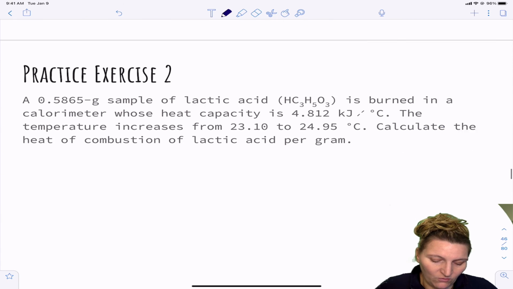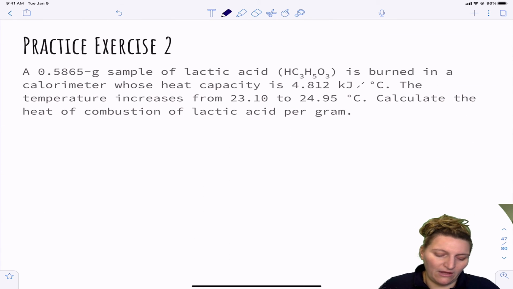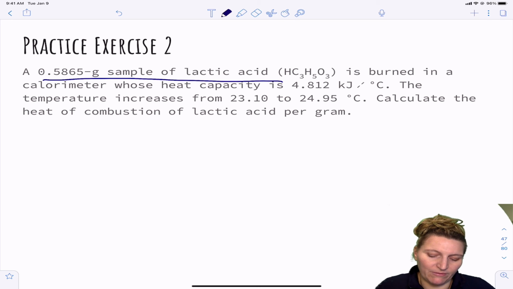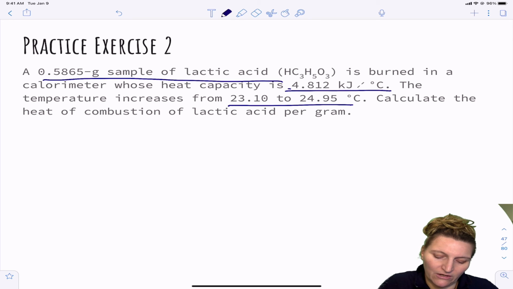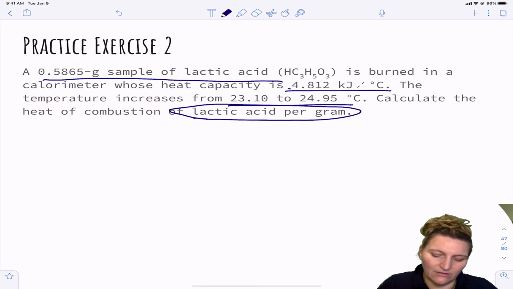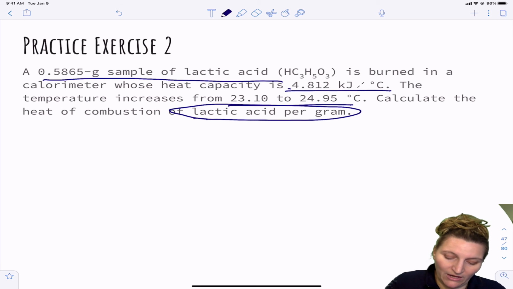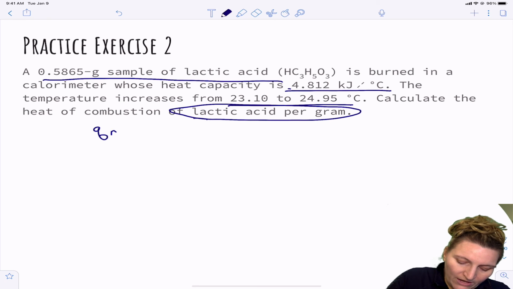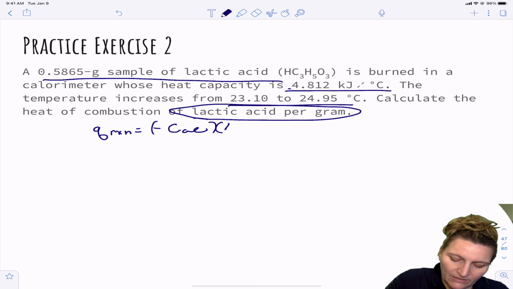And then our final practice exercise, a 0.586 gram sample of lactic acid is burned in a calorimeter whose heat capacity is 4.812. The temperature increased from 23 to 45. Calculate the heat of combustion of lactic acid per gram. That's the part that we just need to pay special attention to, because Q reaction equals negative C calorimeter times delta T.